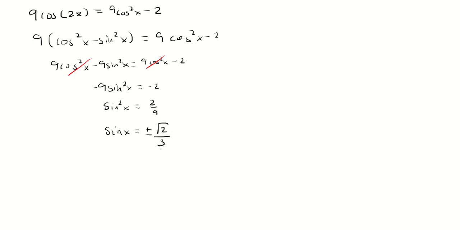And so the square root of 9 is 3. The square root of 2 is just square root of 2. We're interested from 0 to 2 pi. So if I was to graph the unit circle, we're looking for when sine is positive and negative root 2 over 3. So there's going to be two answers there. Or, sorry, four answers.